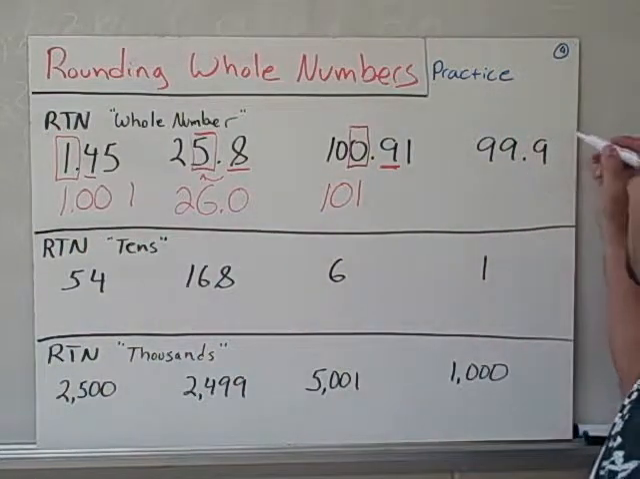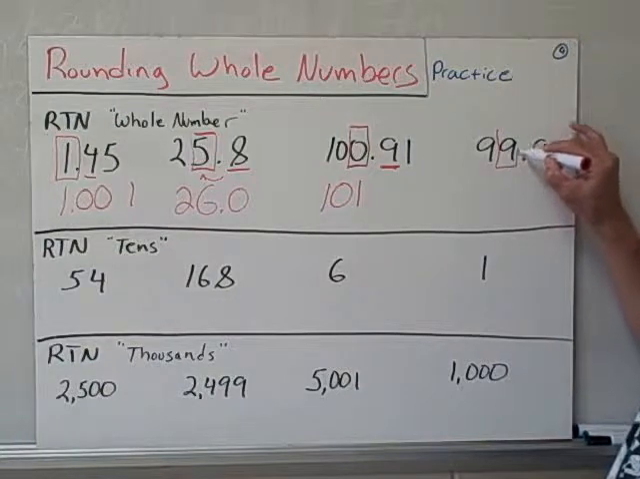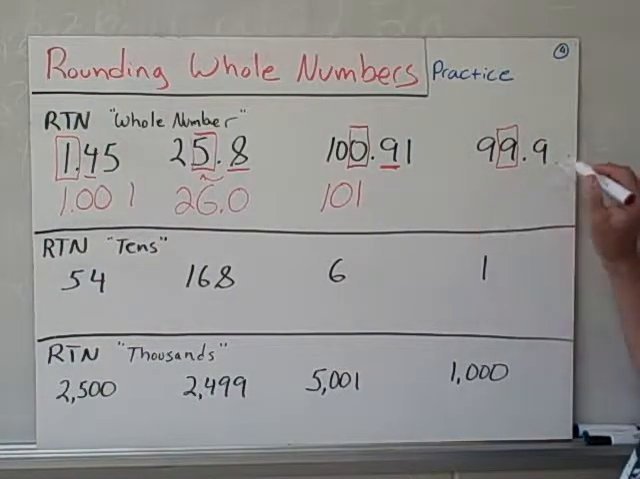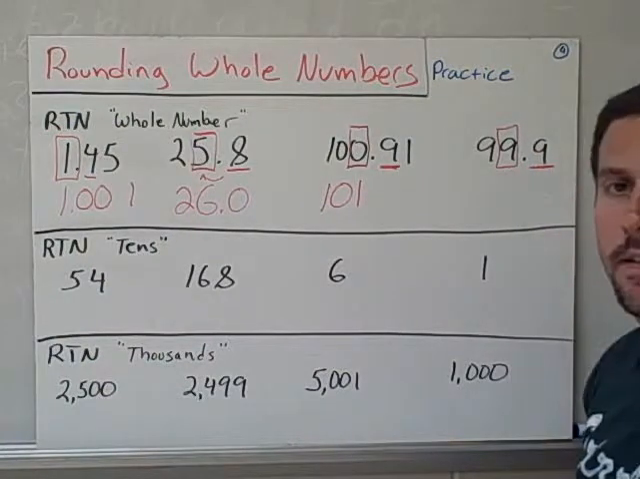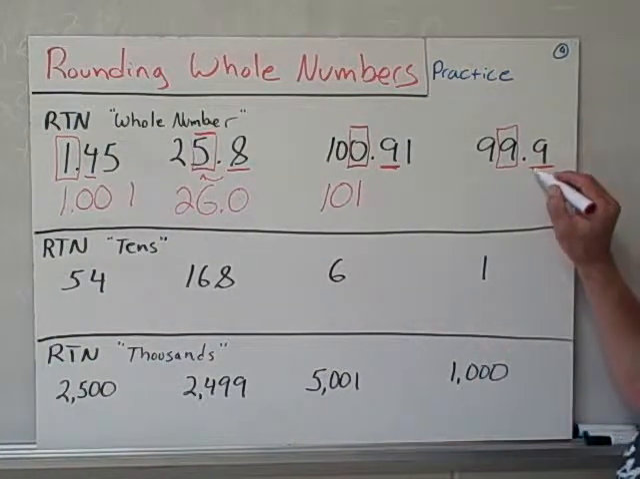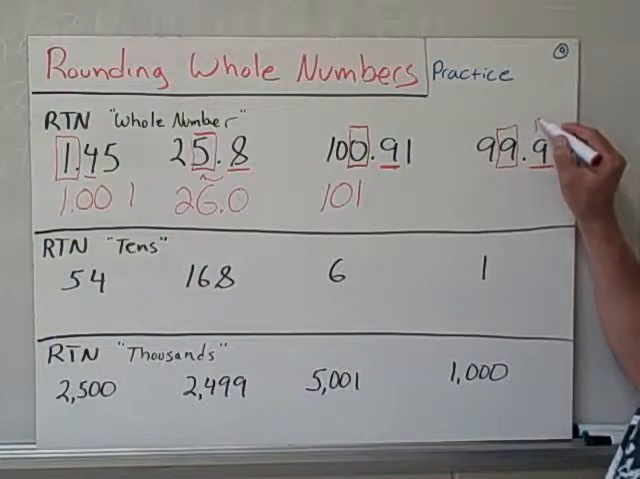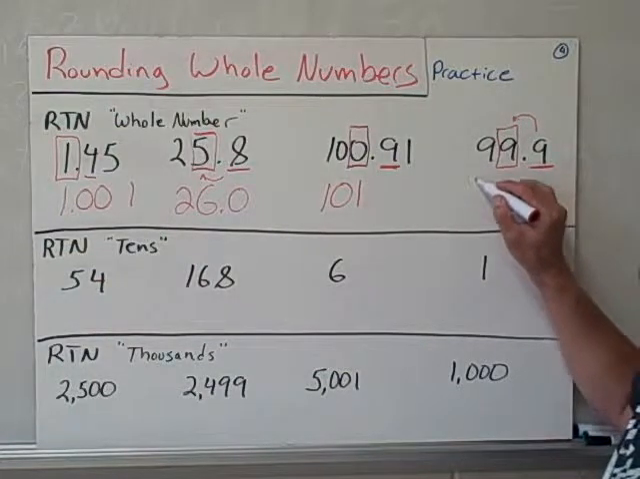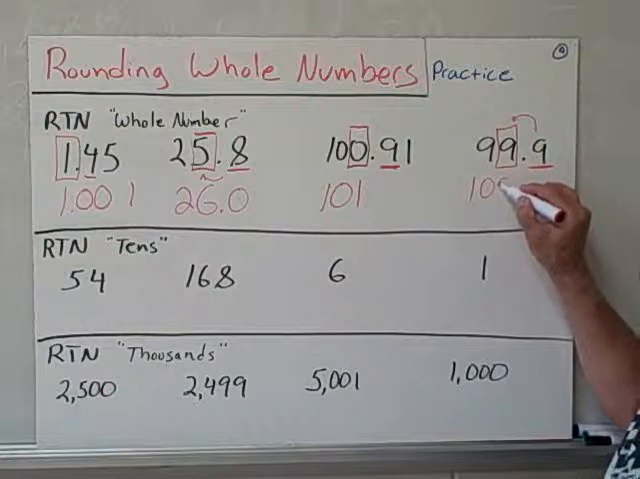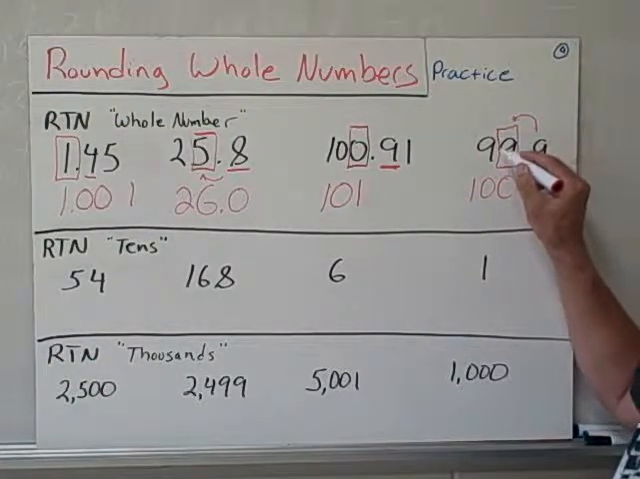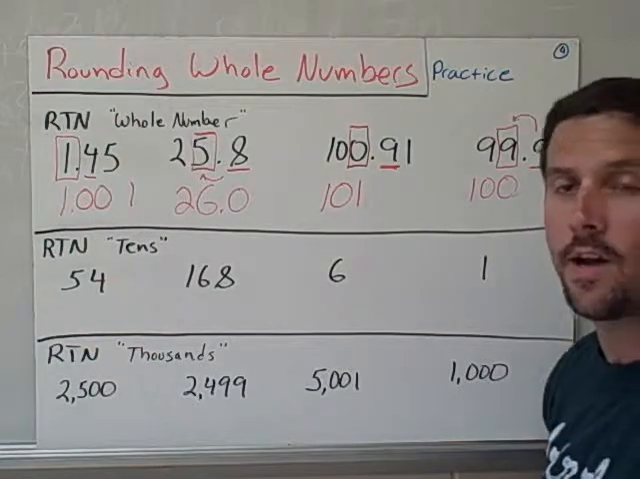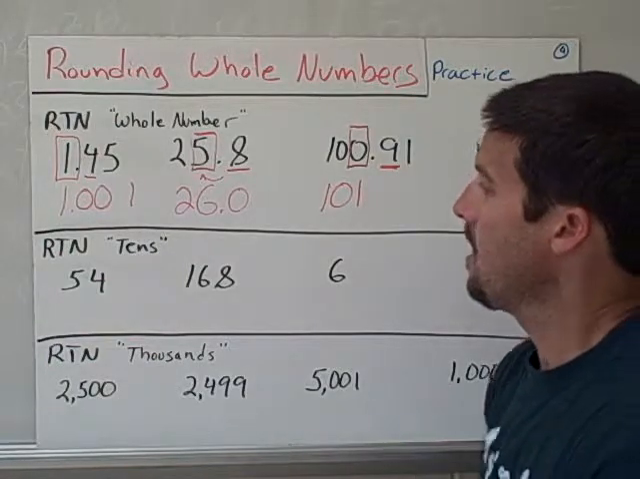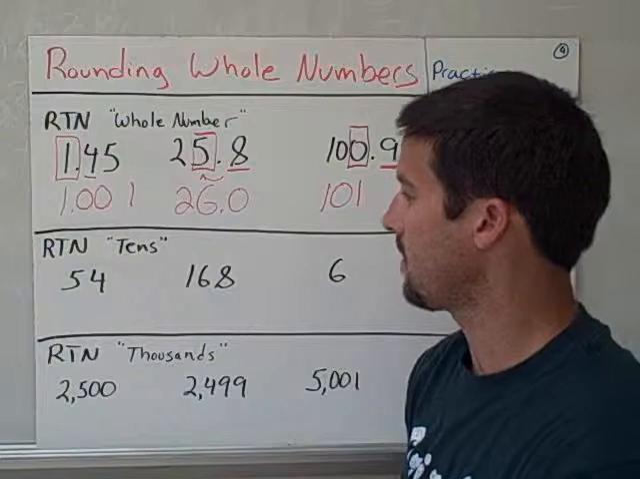How about 99.9? I look at this number right here because it's the nearest whole number. I see that the 9 is on the bigger side, so we're going to round up. And we're going to make this a 100, because I had to make this a 0 and change the other number, add the 1 to there, and we're going to make it a 100. Okay?